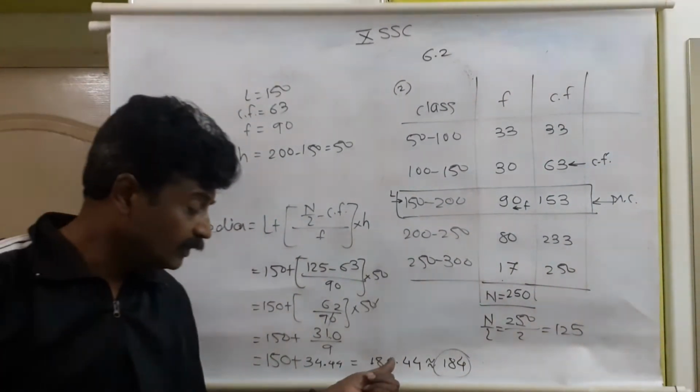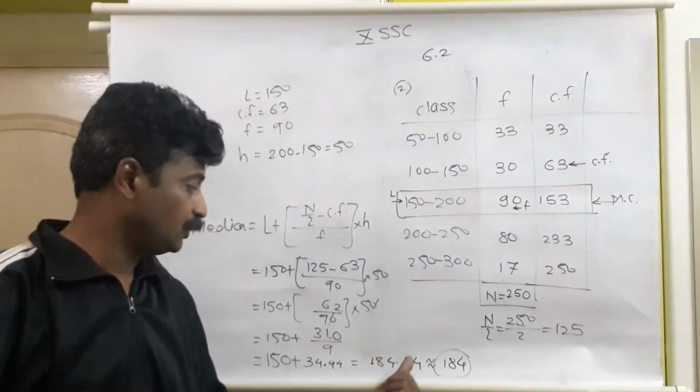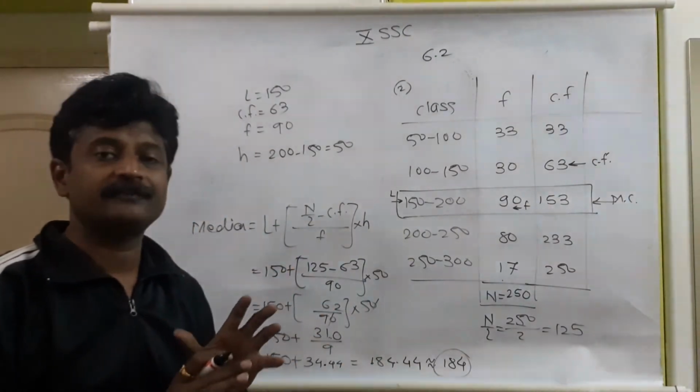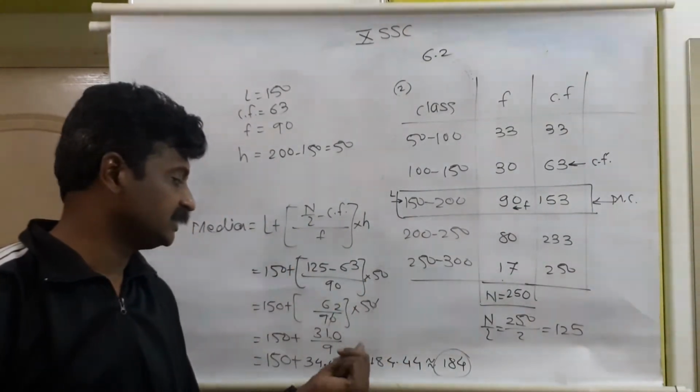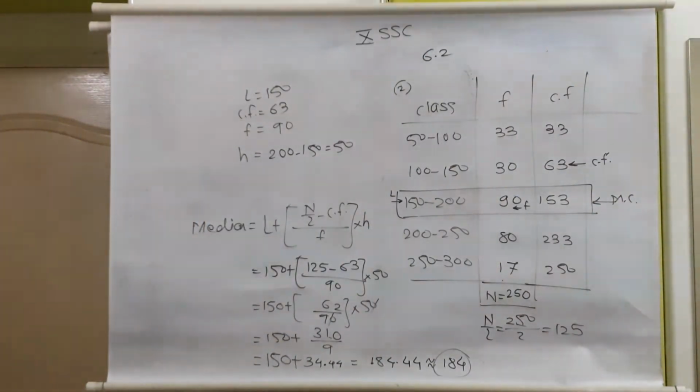If after the decimal point the digit is 5 or more than 5, then 1 can be added to the previous. If this digit is smaller than 5, it can be considered as it is, 184. So on average, the mangoes given by the mango trees, the answer here is 184.